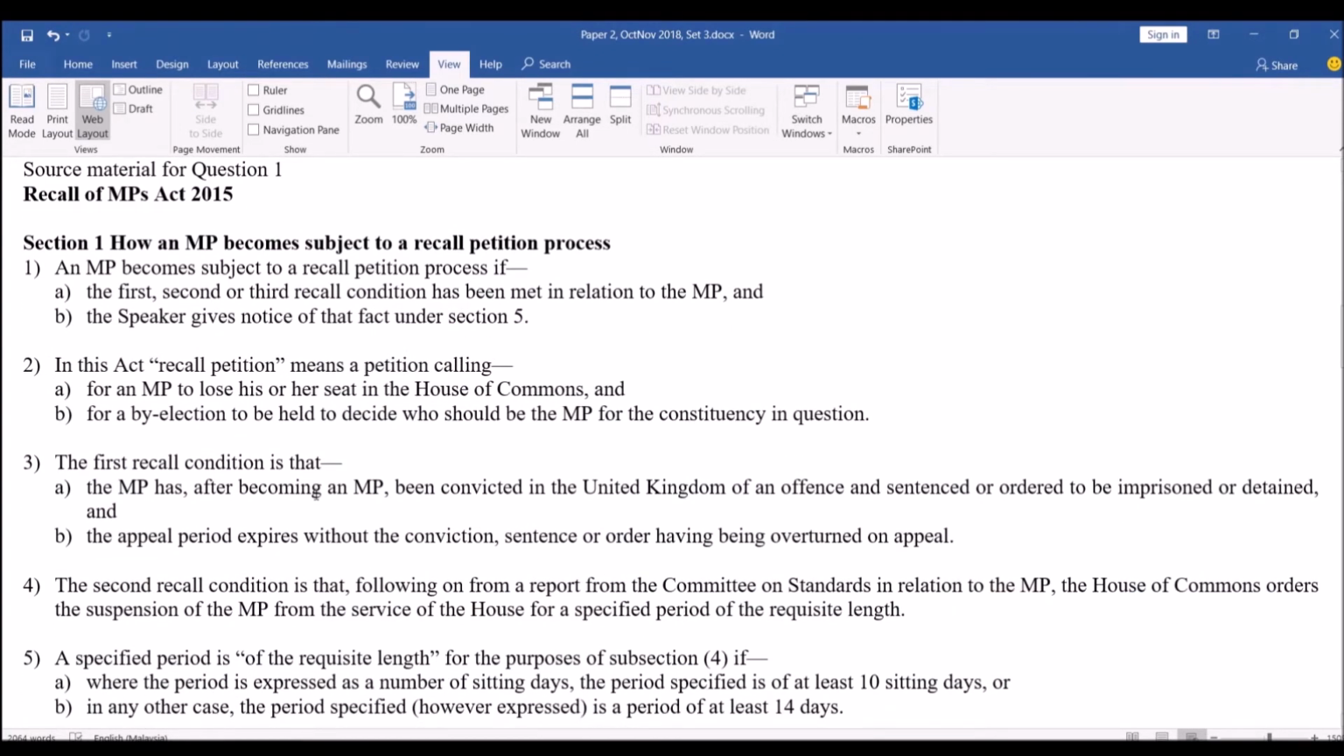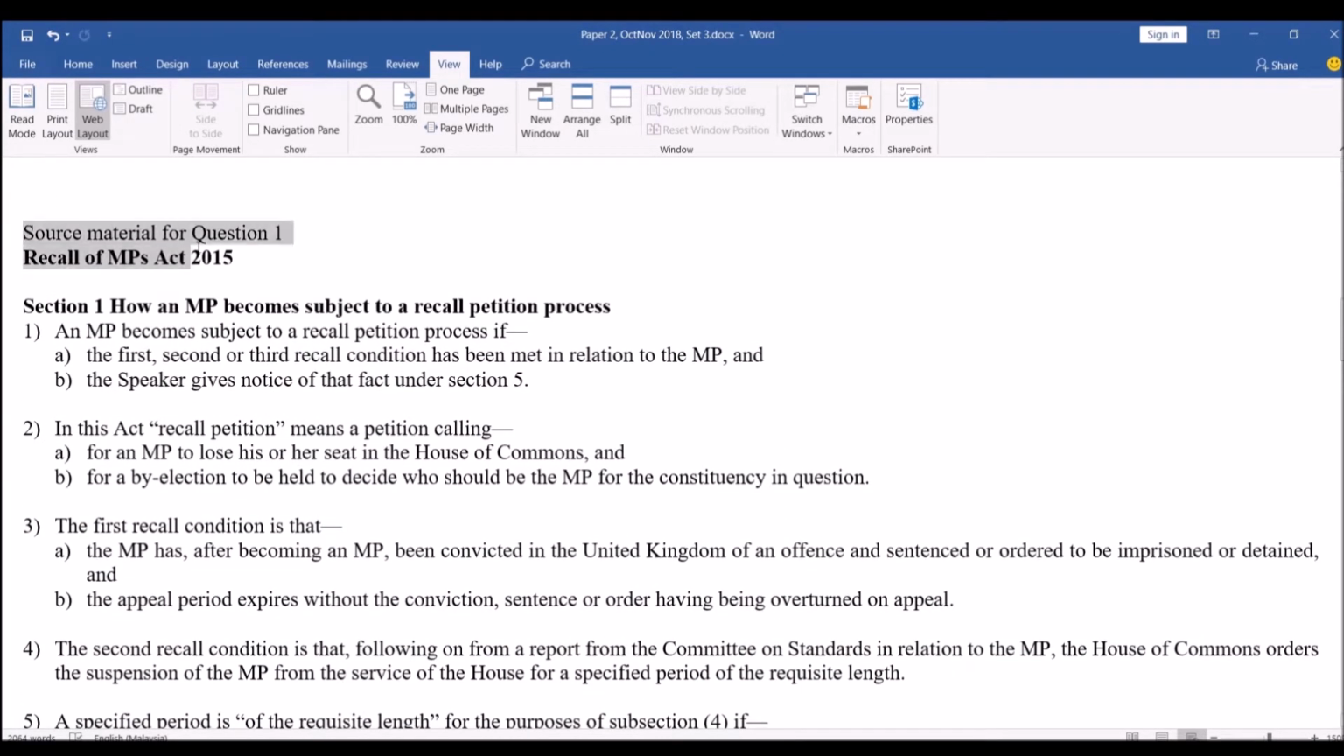Alright, now let's go through the source material. So, source material for question 1, Recall of MPs Act 2015. Section 1. How an MP becomes subject to a recall process. Sub 1. An MP becomes subject to a recall process if, sub A, the first, second, or third recall condition has been met in relation to the MP; sub B, the Speaker gives notice of that fact under Section 5.